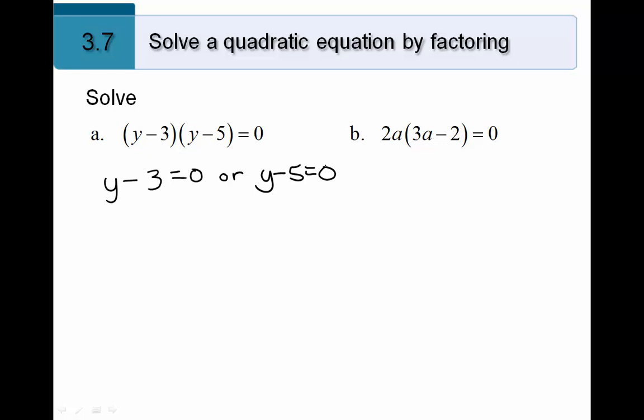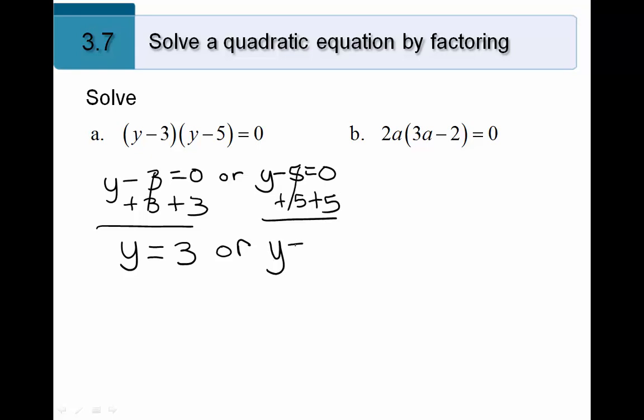If y minus 3 is equal to 0, we can add 3 to both sides. So we can see that y can equal 3. Now notice if we plugged 3 into the equation up above, 3 minus 3 is 0, so of course 0 times, and if we plug 3 in here, 3 minus 5 is negative 2, so of course 0 times negative 2 is equal to 0. So 3 is one of our solutions, or if y minus 5 is equal to 0, we would add 5 to both sides.